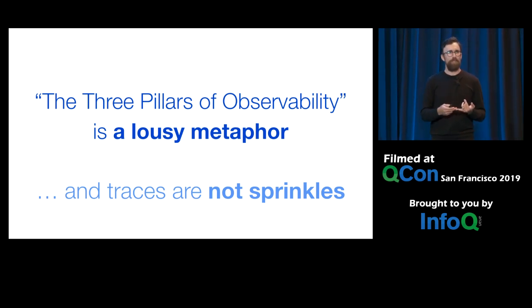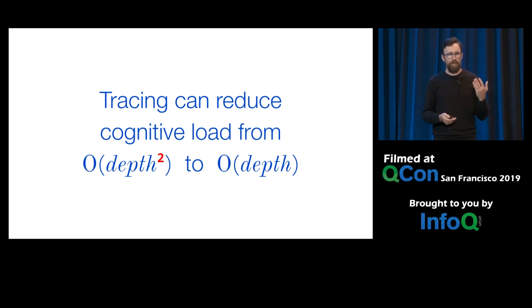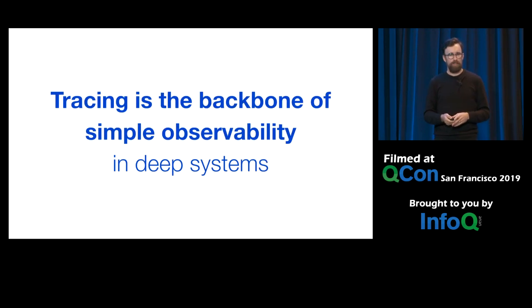So traces need to be more like the backbone, because they can reduce cognitive load from the square of the depth to just the depth of your system. As I said, tracing should be the backbone for simple observability in deep systems.